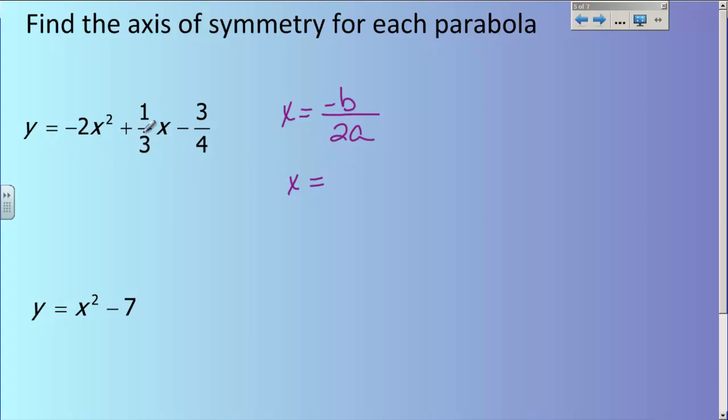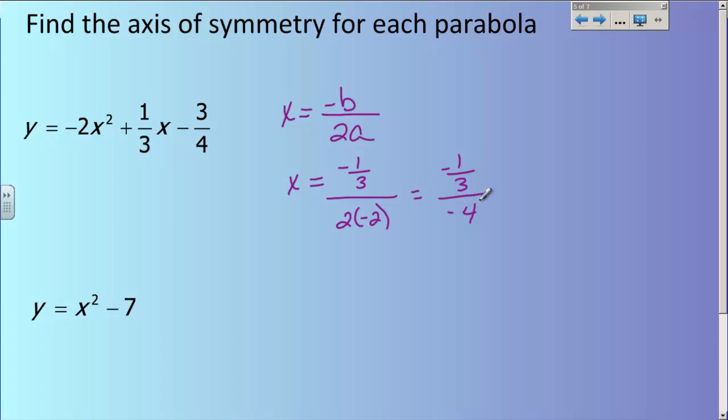Well, b is 1/3 because it's the number in front of the x. So the opposite of b is -1/3 divided by 2 times a. Well, in this case, a is -2. So I'm going to have to do 2 times -2. Never fear, I know there are fractions, it's okay. So I end up with -1/3 over, when I multiply 2 times -2, I get -4.